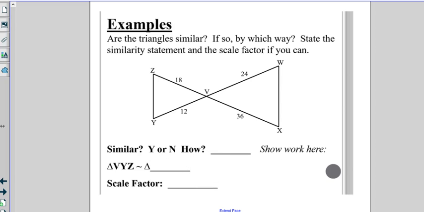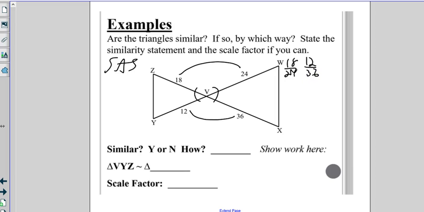Okay, what do we have here? Well, we have numbers for two sides, and we also have vertical angles here. So we're looking at SAS. Now, we don't know how they line up because we don't have any parallel lines. So we need to see, does this one and this one work out? So let's try it. 18 over 24 and 12 over 36.